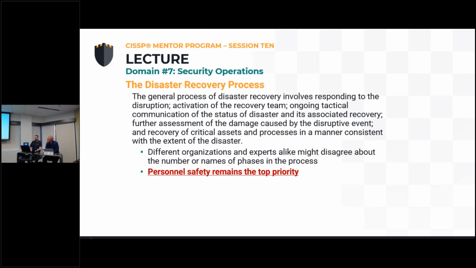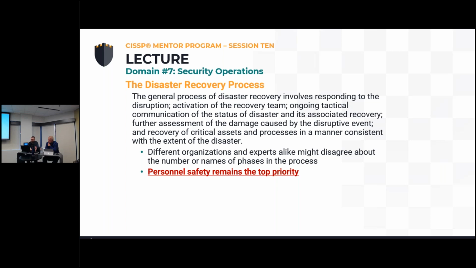All right. DR process. So always remember, again, DR, business continuity, incident response. It doesn't matter. Personnel safety is always going to be the right answer. If you see that on the test, immediately that's your answer, go.